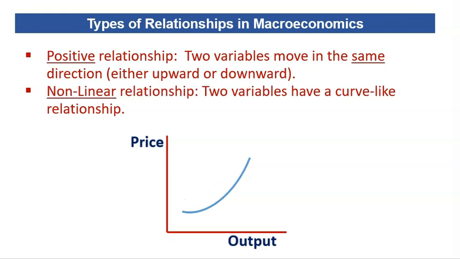In this example, you see the blue line again moving upward from left to right, but the relationship is nonlinear, which means the price and output observations move at different speeds.